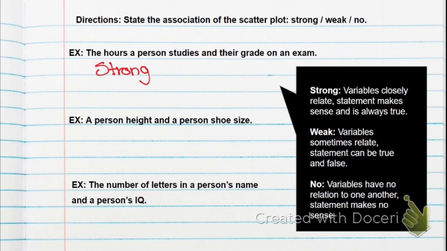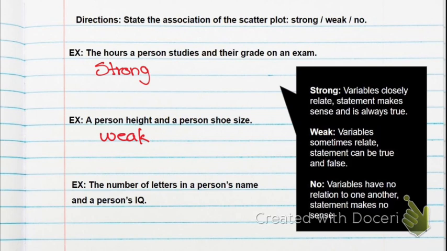Okay, the next one, a person's height and a person's shoe size. Okay, because you don't have to be tall to have a big foot, or you don't have to be short to have a small foot. So that one there, I would say that one's weak because you can be tall and have a small foot, or you can be short and have a big foot. So this one here, it works sometimes.